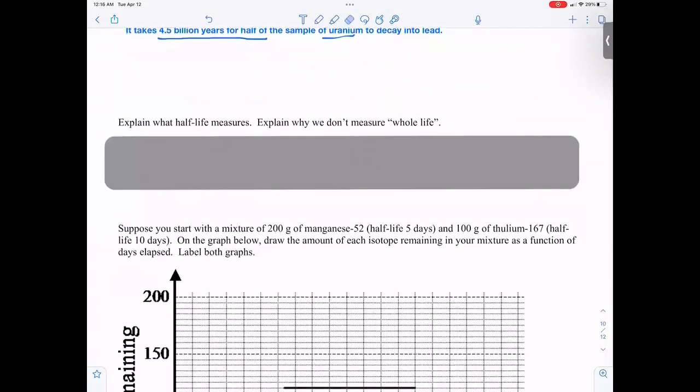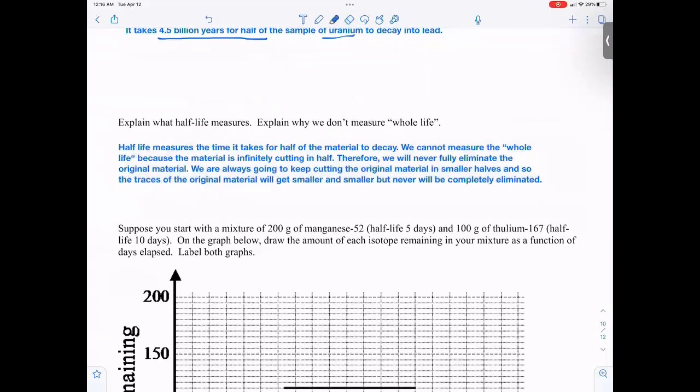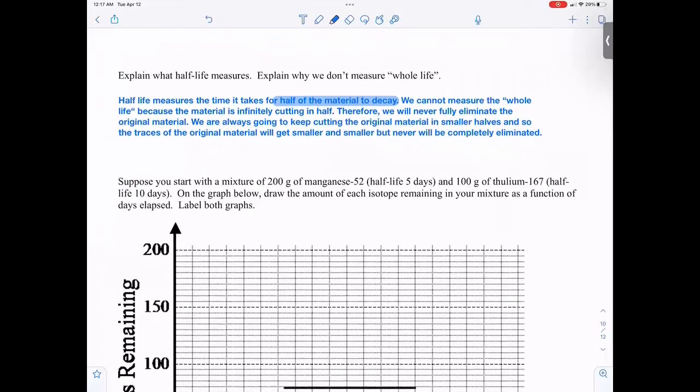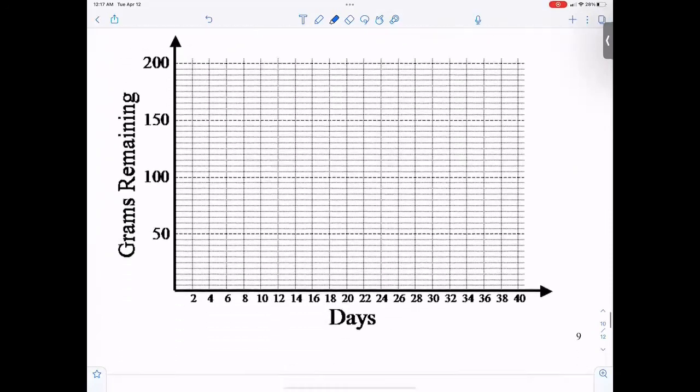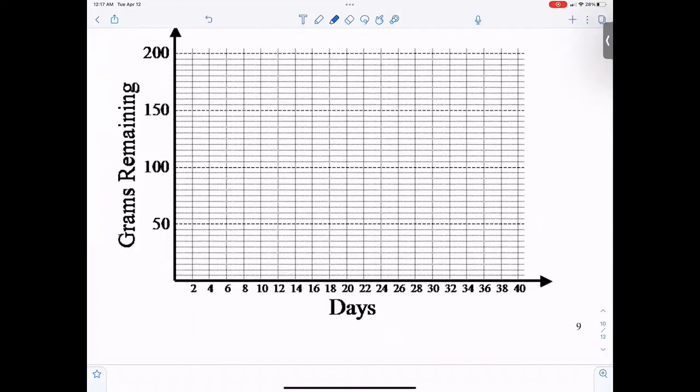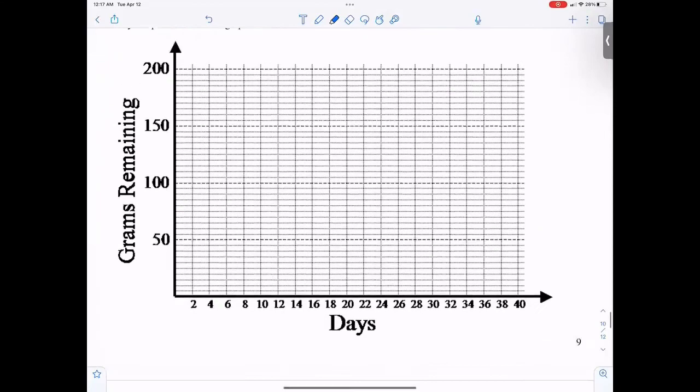What does half-life measure? Well, half-life measures the time it takes for half of the material to decay. So you can't really measure the whole life because, like I said before, the material is infinitely cutting in half every single time. Therefore, we're never fully going to eliminate the original material. We're always going to keep cutting the original material into smaller halves and so on and so forth. So let's take a look at this graph right here, and we'll close out our lesson with the following example.